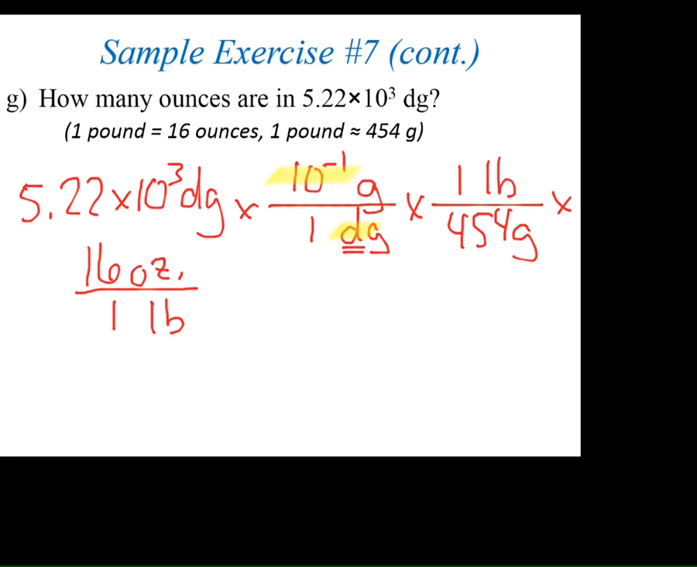Okay, so let's cancel everything out. Make sure it cancels. Decigrams, decigrams, grams, grams, pounds, pounds. We're left with ounces. Okay, looks perfect. So let's punch this in our calculator. I'm going to say it again for the umpteenth time.